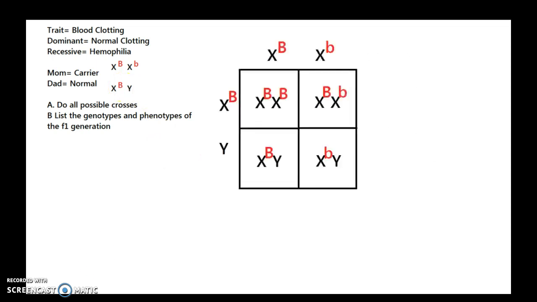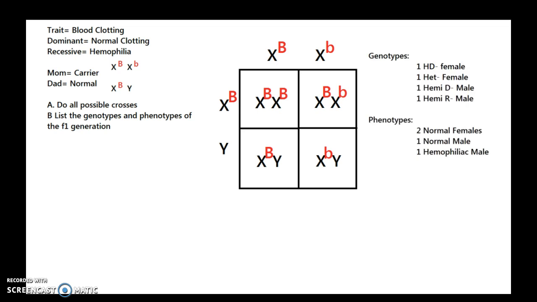So there's only 1 Punnett square that we need to do for this. So make sure you fill in your X's and your Y's, and then you can bring down your B's for blood. And with our genotypes and phenotypes, we find we have 1 homozygous dominant female, 1 heterozygous female, 1 hemizygous dominant male, and 1 hemizygous recessive male. 2 normal clotting females, 1 normal male, but then we do have a hemophiliac male with hemophilia.